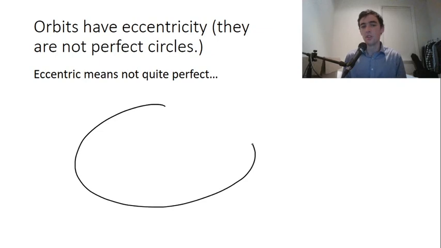So the orbits are really ovals. In terms of the planets around the sun, they're all ovals or ellipses. That means the same thing. And their orbit has some eccentricity, which means it's not a perfect circle.